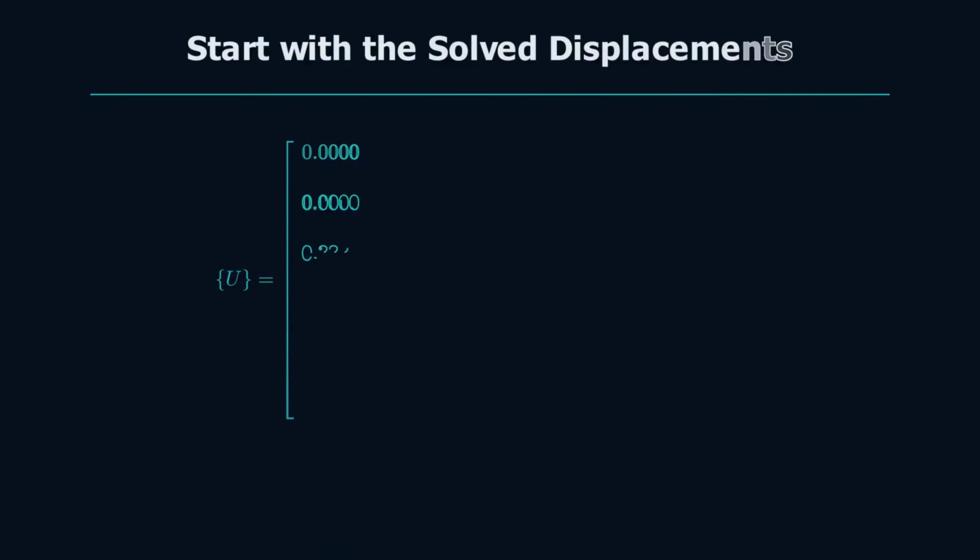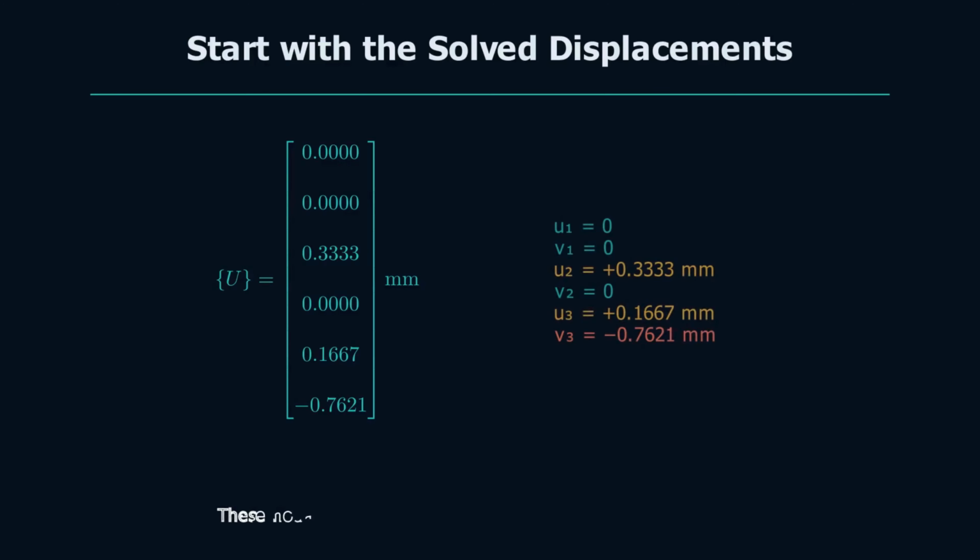Our starting point is the displacement vector obtained in tutorial 6. The restrained degrees of freedom are 0. The free nodes contain the solved displacement values.